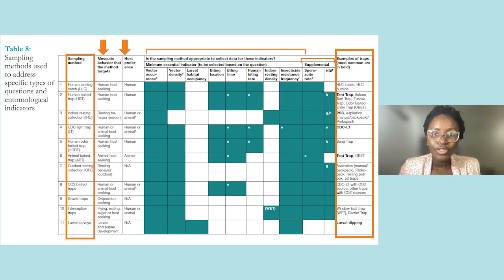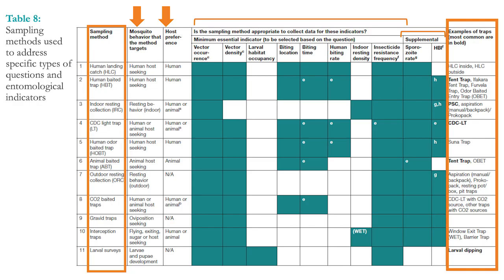Table 8 in Module 3 helps you select appropriate methods based on your minimum essential indicators. On the left, the second column lists common entomological sampling methods such as HLCs, CDC light traps, and larval surveys. The third column lists the mosquito behavior each sampling method targets, while the fourth column indicates whether the method is biased towards mosquitoes with a particular host preference.